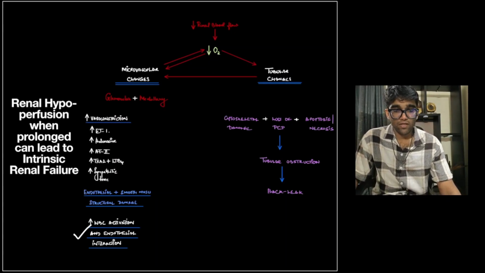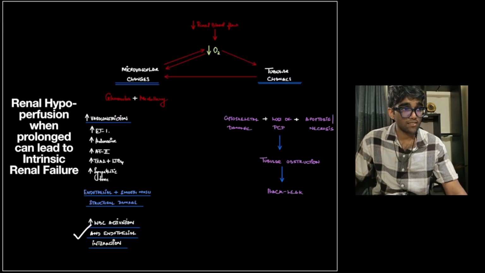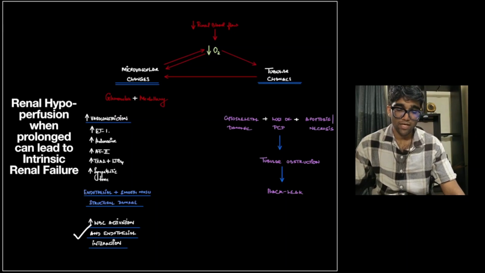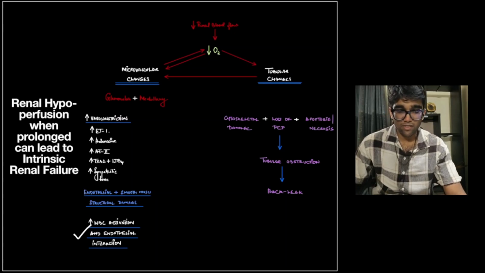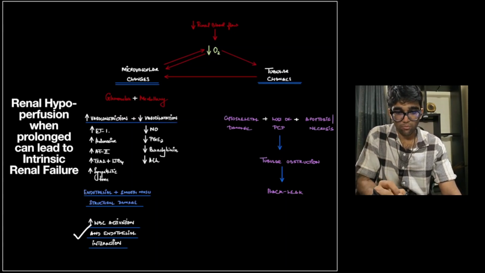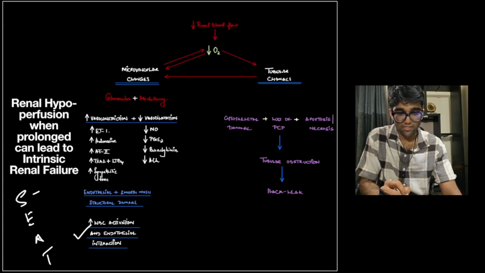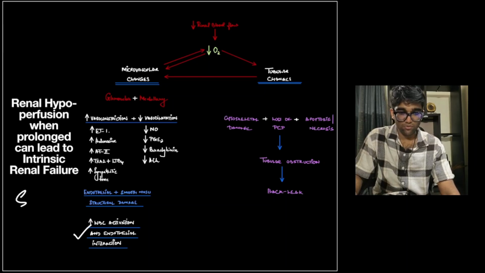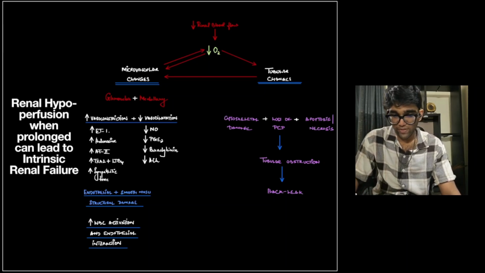Now, in a hemodynamic sense, this kind of inflammation in the glomerular and medullary vascular capillary beds results in increased vasoconstriction and decreased vasodilatation. To remember this, I use the mnemonic SEAT. S stands for increased sympathetic tone, E stands for increased endothelin 1, A stands for two things, that is adenosine and angiotensin 2, and T stands for thromboxane A2. Additionally, leukotriene B4 is also produced, which also causes neutrophil influx.